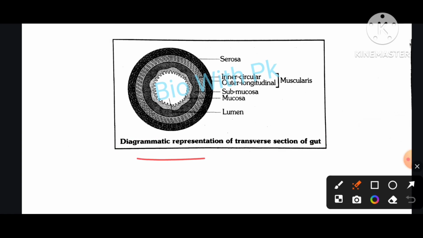Diagrammatic representation of transverse section of gut. Serosa. Inner, circular, outer, longitudinal, submucosa, mucosa, lumen, muscularis.